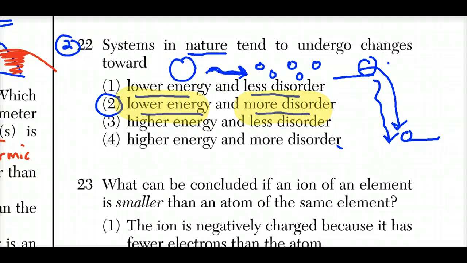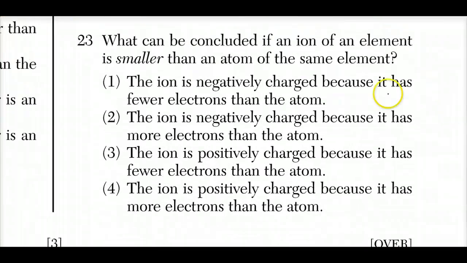Number 23. What can be concluded if an ion of an element, now that's key to me, that means I'm charged, I'm positive or negative because I lost or gained electrons. I'm an ion. My protons and electrons don't equal the same thing. Okay, is smaller than the atom of the same element.